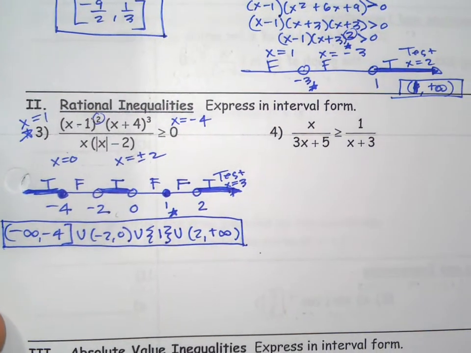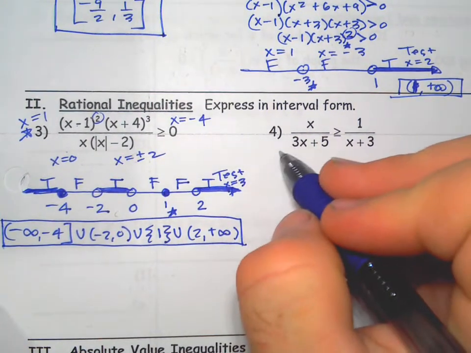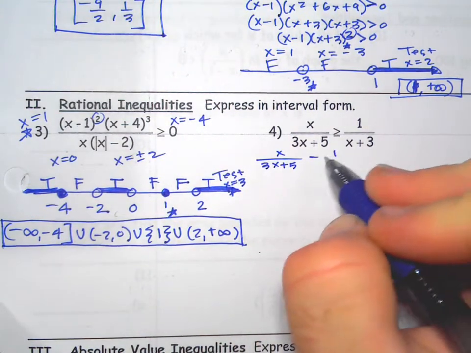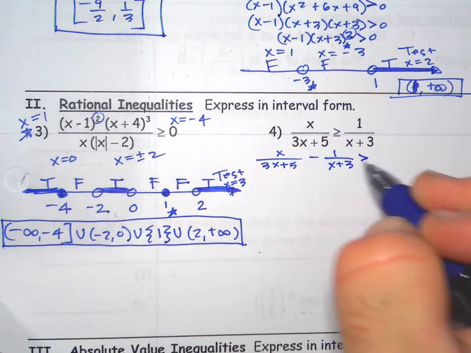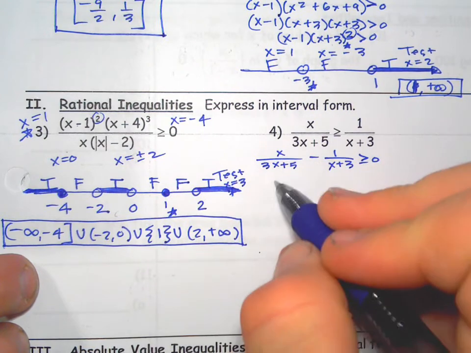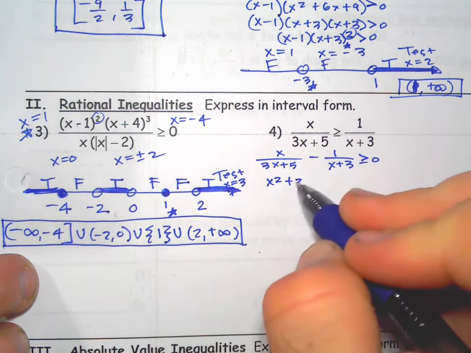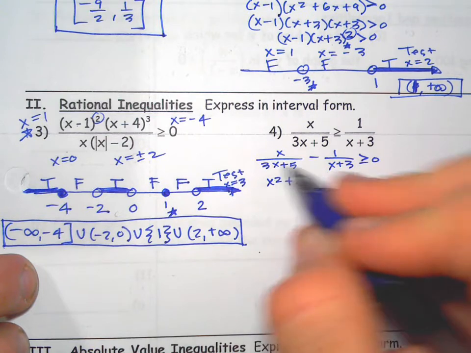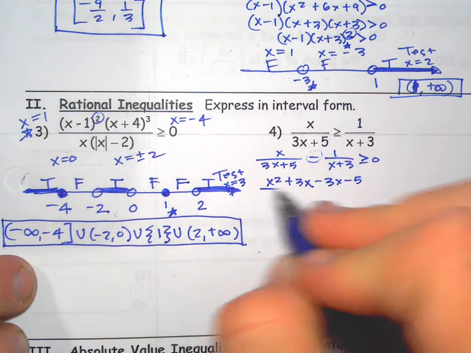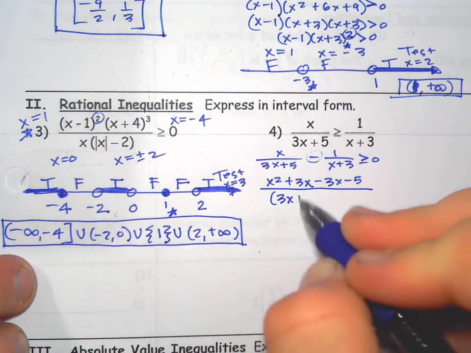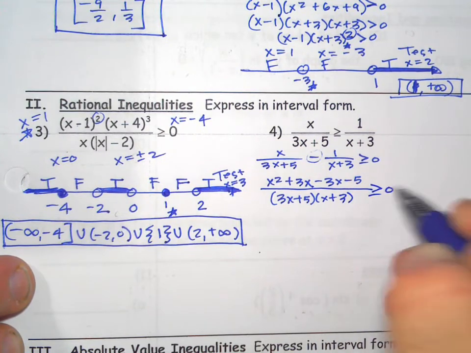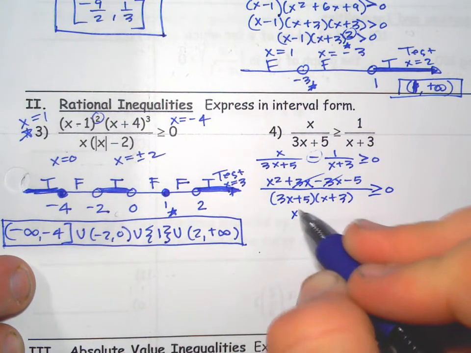All right. Now the next one's a little more work because we've got to move everything to one side first. And then we've got to give them a least common denominator. So this gets multiplied by x plus 3. So it's going to be x squared plus 3x. And this one gets multiplied by 3x minus 5. Distribute the negative. Minus 3x minus 5. Leave the bottom factored. Simplify the top.